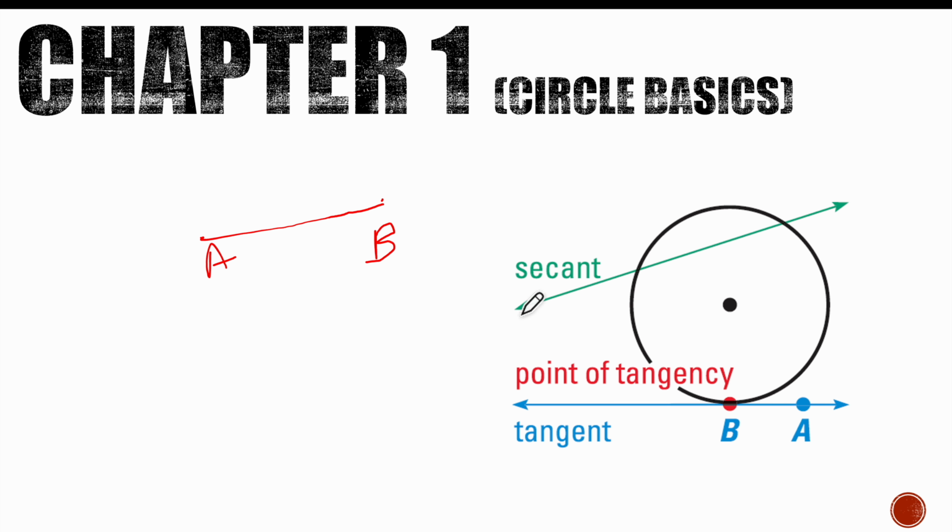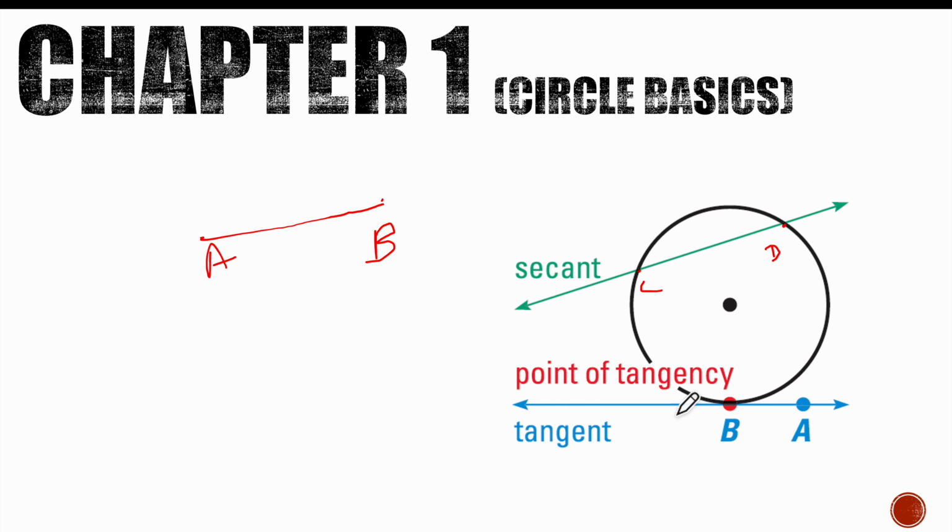A secant is a line which touches the circle at 2 points. If I say from C to D, CD is a chord. But if I say this entire line which touches the circle at 2 points, it's a secant. So chord and secant are very relatable. A chord, when it becomes a line instead of a line segment, is a secant.